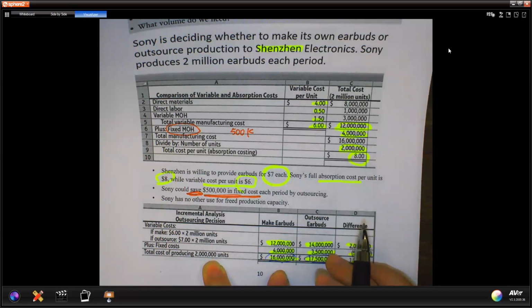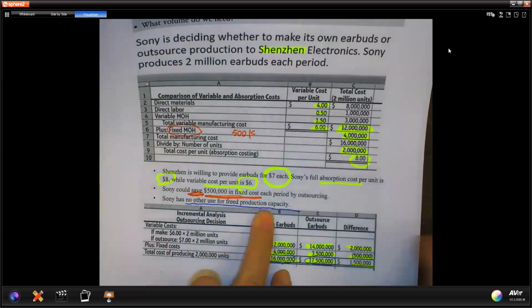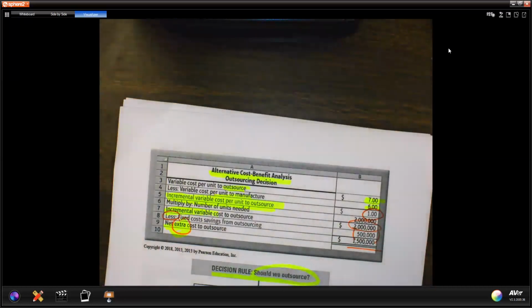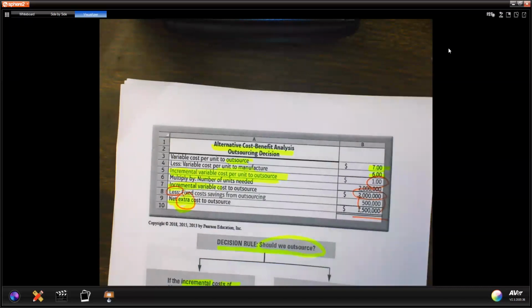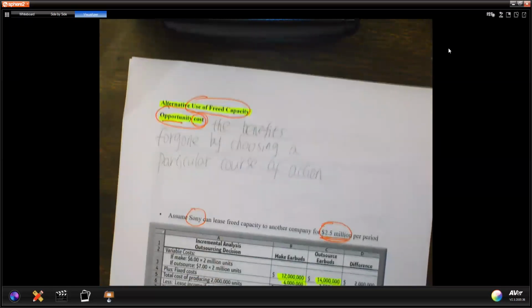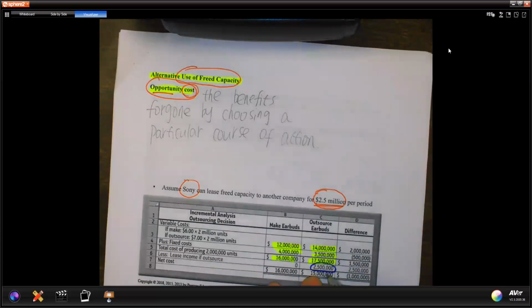That said, if we don't use it for the freed capacity. But if we say, hey, we can do something else and earn some money, then we just need to add. So this is actually the negative number. One more time, this is the negative number.